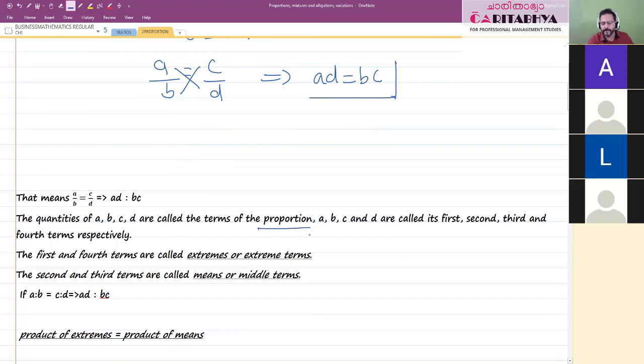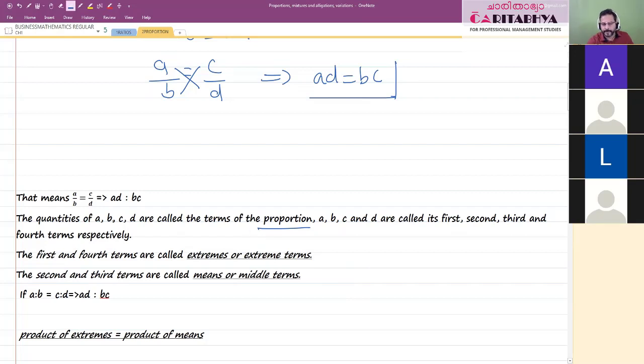So A, B, C, D എന്താണ് പറയുന്നത്? പ്രപ്പോർഷന്റെ ടേംസ്. നമ്മൾ ലാസ്റ്റ് റേഷ്യോ ഡിസ്കസ് ചെയ്തപ്പോൾ A, B are two quantities of same kind and same unit, generally A and B are called the terms of the ratio. റേഷ്യോയുടെ കേസിൽ A is called a dash. A is to B ആണെങ്കിൽ A എന്ത് വിളിക്കാം? ഫസ്റ്റ് ടേം ഓർ antecedent. B is called second term or consequent.